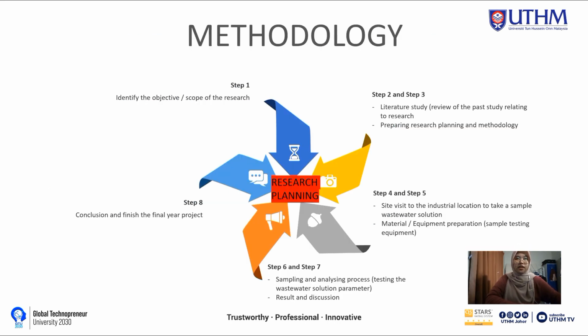For the methodology part, my research planning through FYP1 and FYP2 is: for step 1, identify the objective and scope of the research. For step 2, find journals to read for the literature review. For step 3, prepare research planning and methodology. Step 4 is doing a site visit to the industrial location to take a sample of wastewater solution.